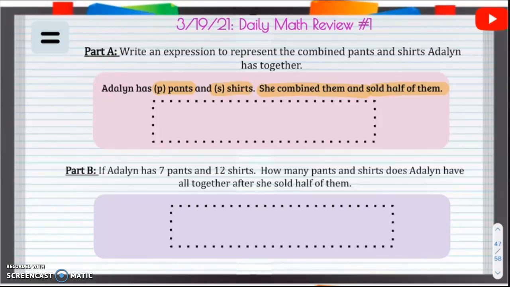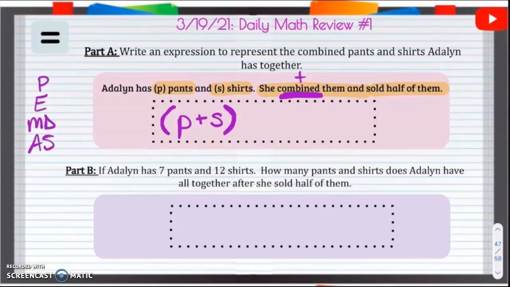So if she combines them, that means she's putting them together. That means we're going to add them together. So she has P plus S, so pants plus shirts. We're going to put those in parentheses because that's what she does first. Remember, when we have the order of operations, we need to do our parentheses first, and that's what she's doing first.